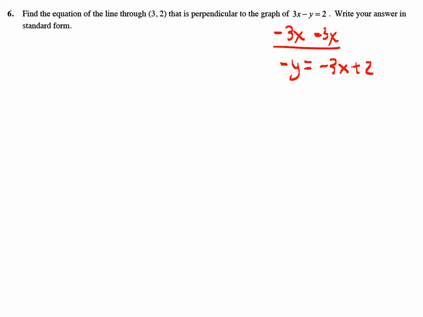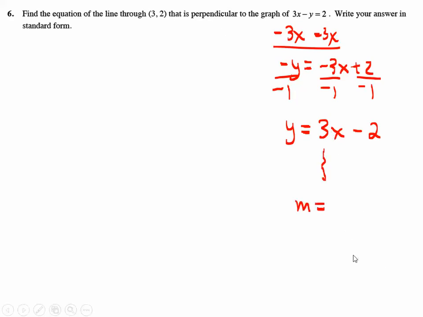The y is almost solved for. Let's divide through by negative 1 or multiply through by negative 1, whichever you want to choose. And I think what I got myself is a positive 3x minus 2. Okay, so 3 is the slope of this line. If I want the perpendicular slope, what's the slope that I want for myself? Yeah, we need opposite and reciprocal, right? So since this is positive 3, we need a negative. This is 3, take the reciprocal, we get ourselves a negative 1/3.